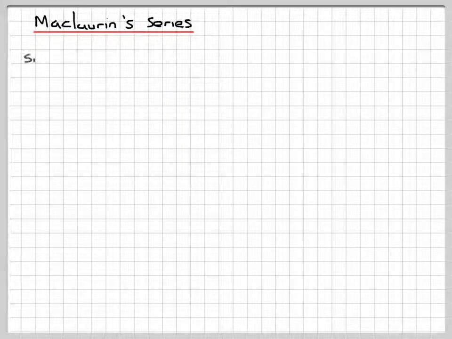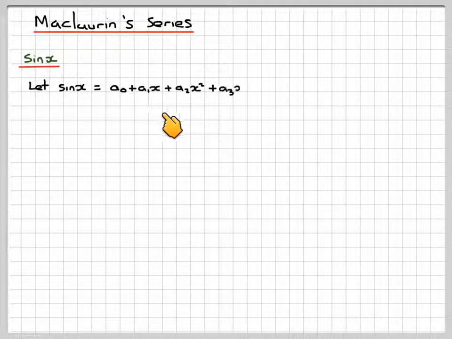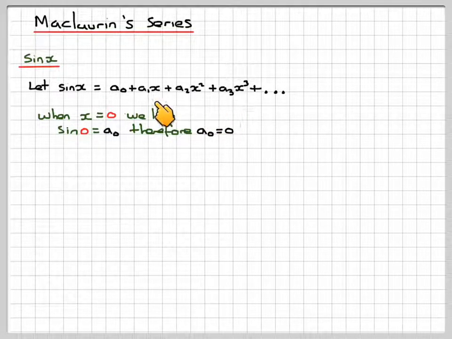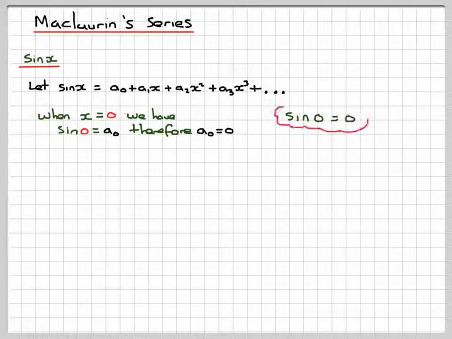Maclaurin series. Sin x. Let's look. Let sin x be equal to a0 plus a1x plus a2x squared plus a3x cubed, where a0, a1, a2, and a3 are constants. So when x is equal to 0, we have that sin of 0 is equal to a0, because all these other terms, if you put in 0, will end up being 0, so you're just going to have a0. And sin of 0 is actually equal to 0, so a0 is equal to 0.